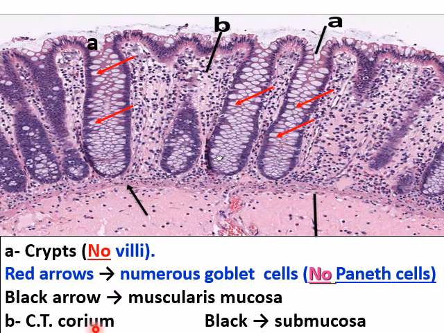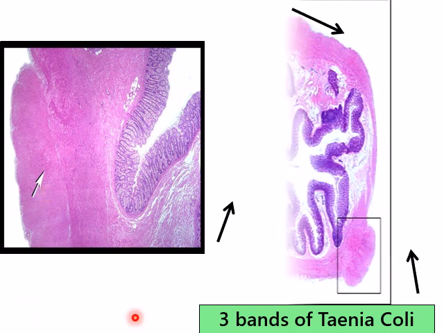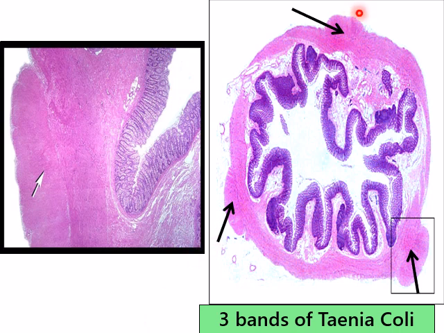Can I see an additional thing? Yes, the taenia coli. The muscle is inner circular, outer longitudinal. The outer longitudinal is arranged in 3 bundles known as taenia coli. 1, 2, 3. And sometimes I can see fat, which is known as appendices epiploicae.